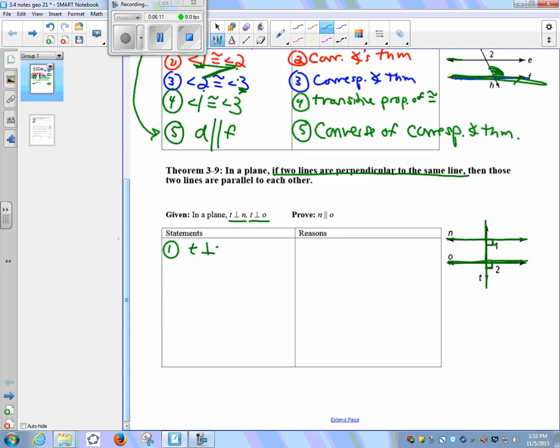So again, we're going to start with our given. This time I'm going to break up our given just to show you how to break up the given and use each given for what you can. So in this case, I'm going to use the fact that T is perpendicular to N. T is perpendicular to N. So therefore, I can talk about angle 1, because angle 1 is formed by T and N. So angle 1, I'm going to say angle 1 is a right angle.